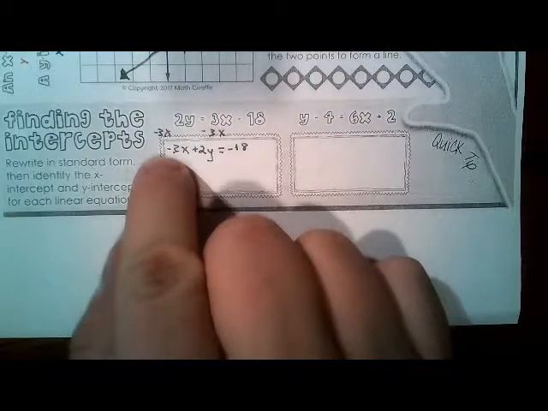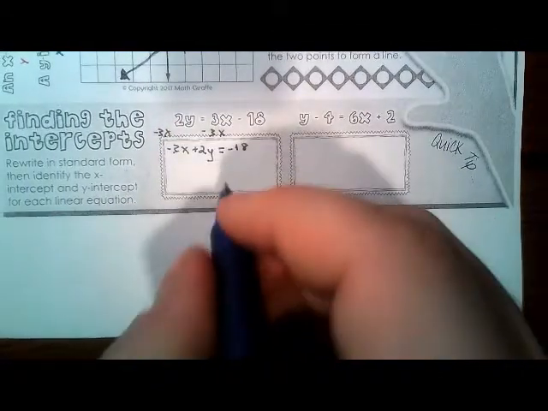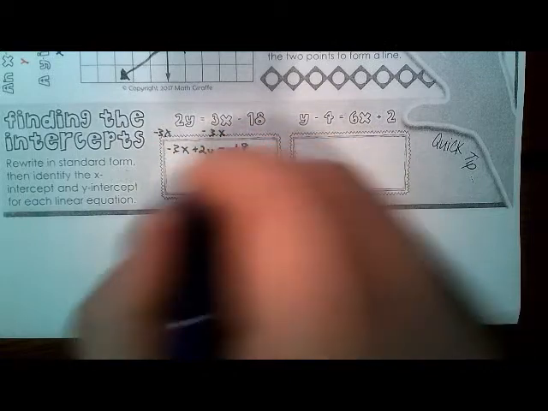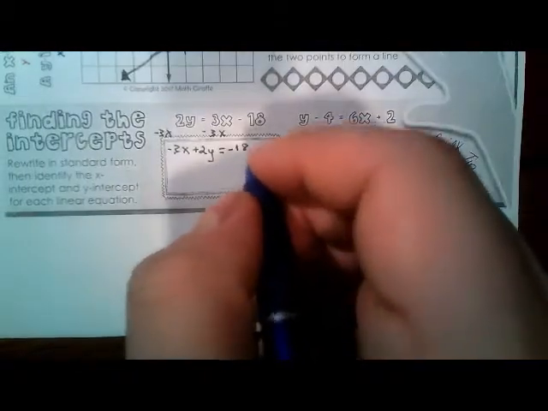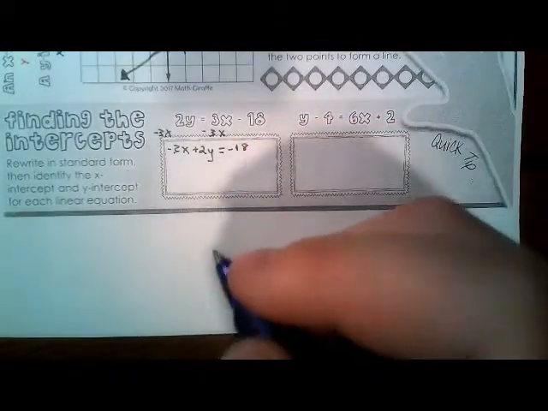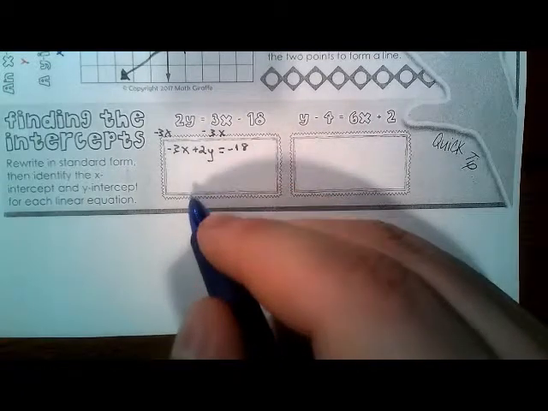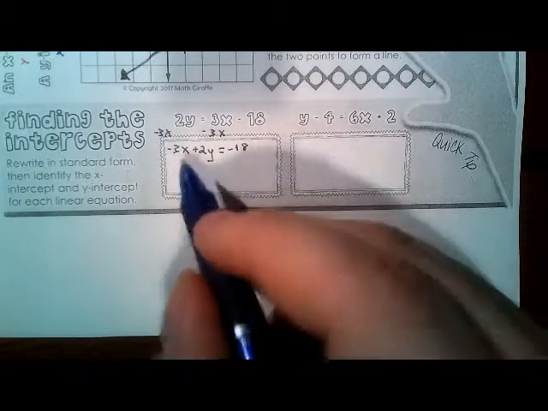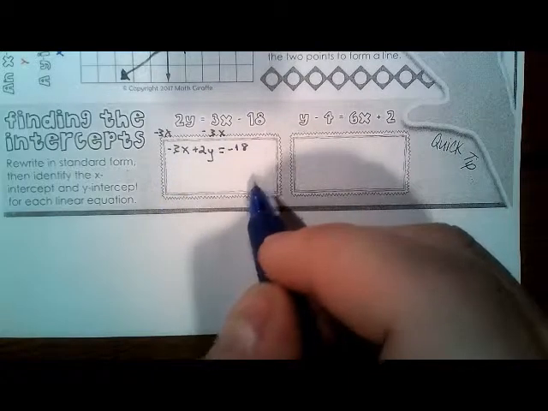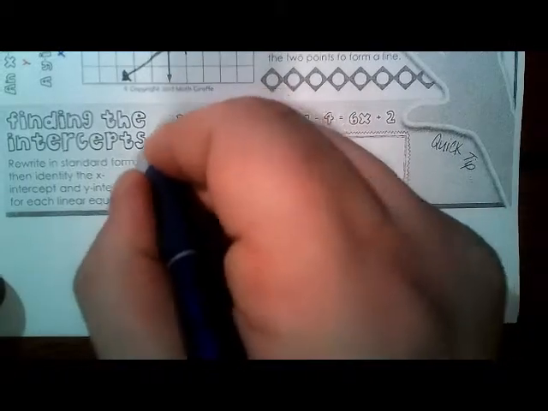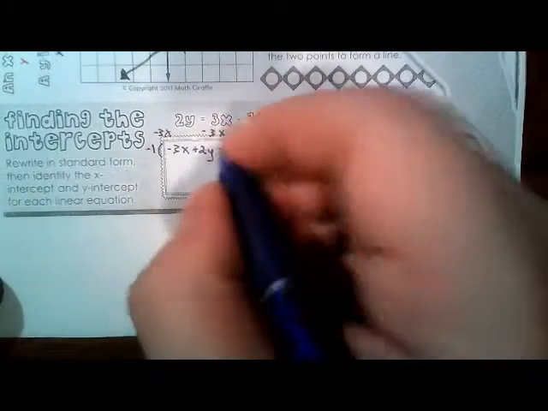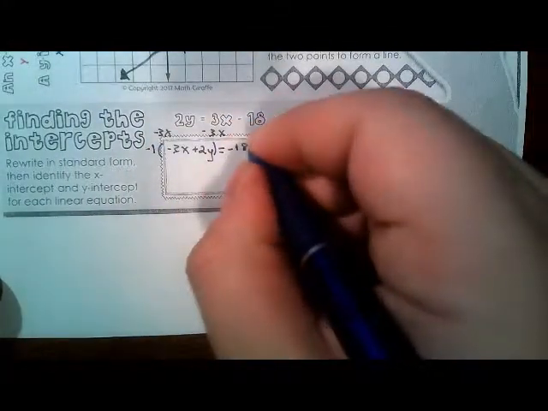Now, according to my standard form, this has to be a positive integer. Negative 3 is not a positive integer. So I need to make this positive, and I do that by multiplying everything by negative 1. Back in Unit 1, we learned that I can keep an equation true if what I do to one side, I do to both sides. So if I multiply this by -1, I have to multiply this by -1.